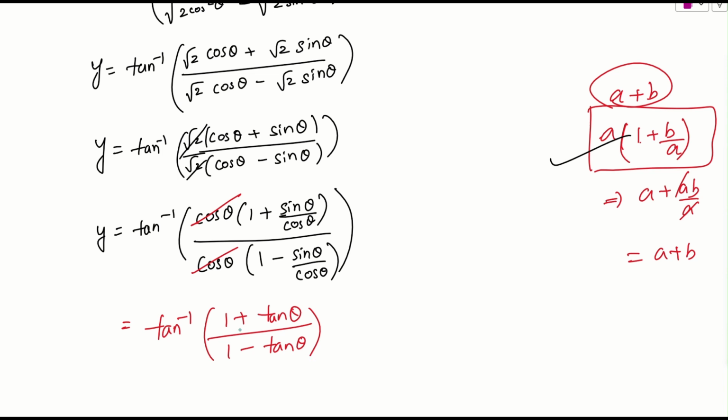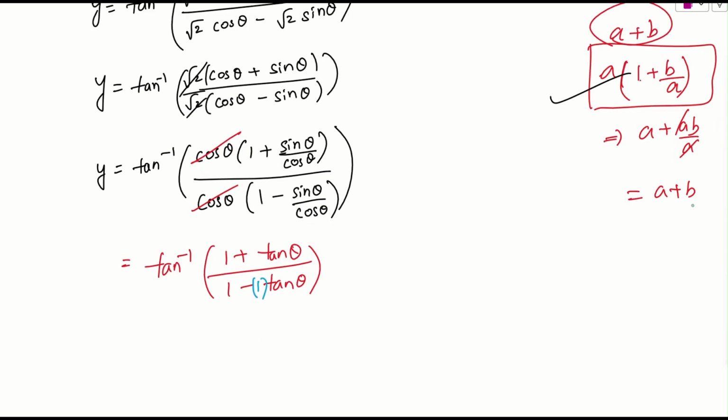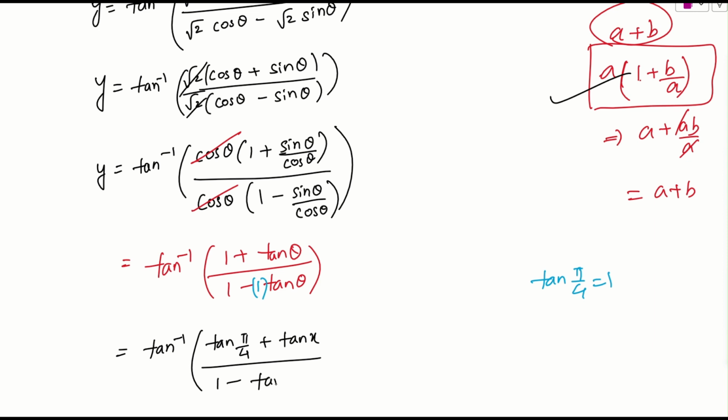So can I write 1 as tan pi by 4? Let me write 1 into tan theta like this. Is it okay? We know that tan pi by 4 is always 1. I'll be applying the same formula in this case here. So this is nothing but tan inverse of 1, which I'll write as tan pi by 4, plus tan theta, by again 1 minus 1, which I'll write as tan pi by 4 into tan theta. Is it okay? Not x, it should be theta. Are you getting my point here? Simply I have replaced one value.